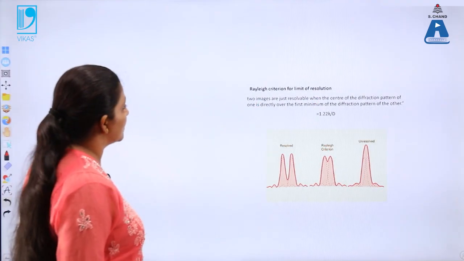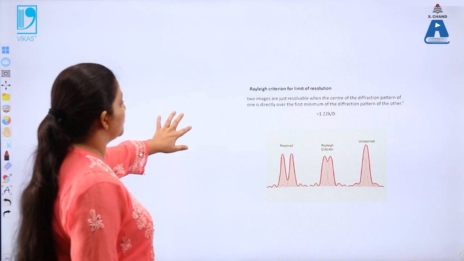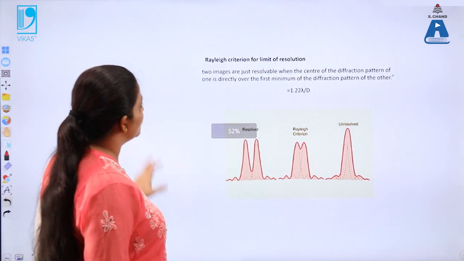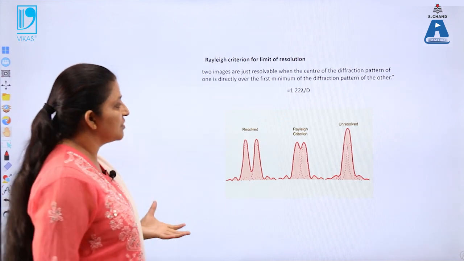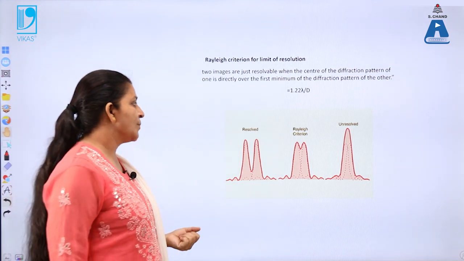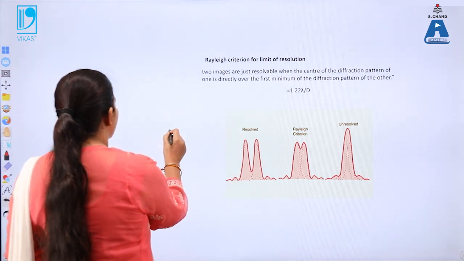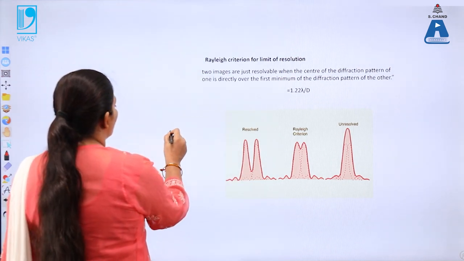By using the concept of Rayleigh criteria of resolution, we are able to distinguish the two things separately from each other. Now there comes the Rayleigh criteria for resolution. This criterion is used to resolve the two things from each other, when we are placing the two things quite near to each other.